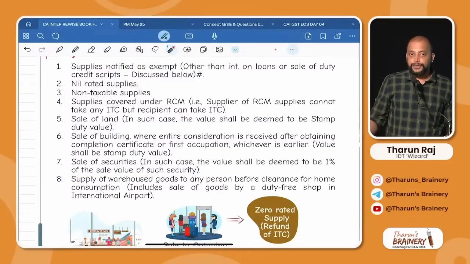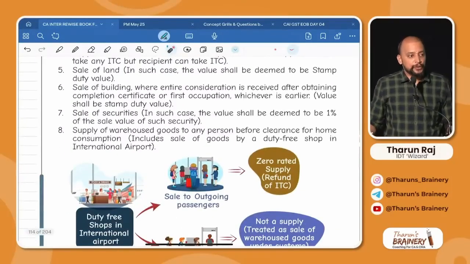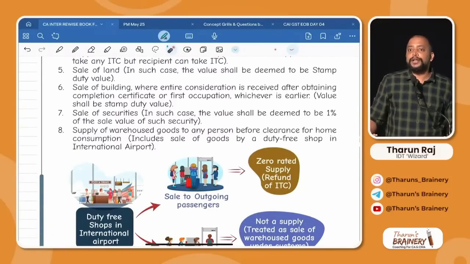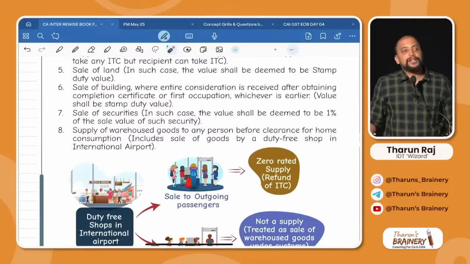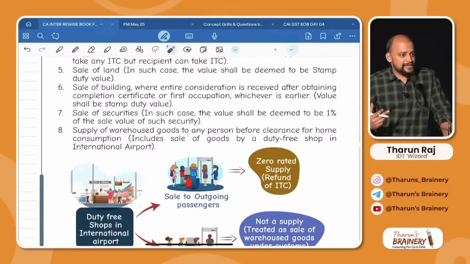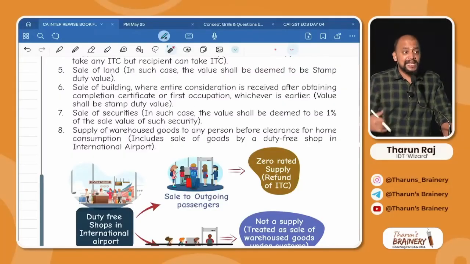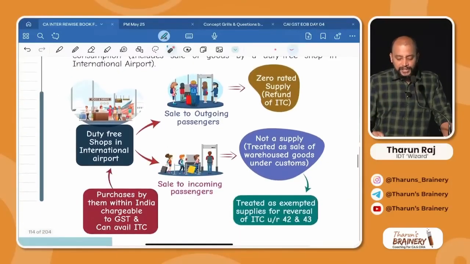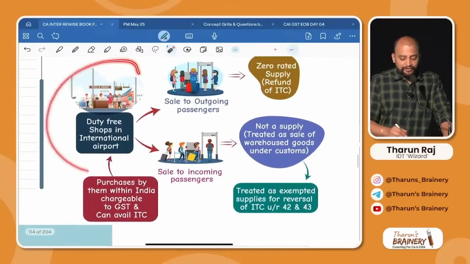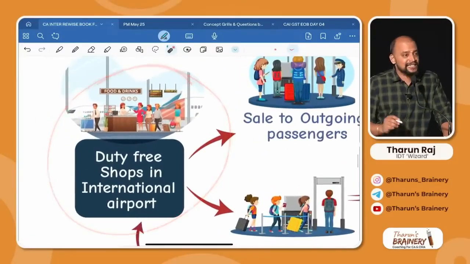And in case of warehoused goods, it includes sale of goods by the duty-free shop in an international airport. In an international airport, there will be a duty-free shop. That duty-free shop is also treated like a warehouse. When they are making sale to incoming passengers, that is treated as sale of warehoused goods under customs, but it is not a supply. However, for ITC purpose, it will be treated as exempted supply. Let's see its implications. You can see here, there is a duty free shop. Where is the duty free shop located? That duty free shop is in an international airport.